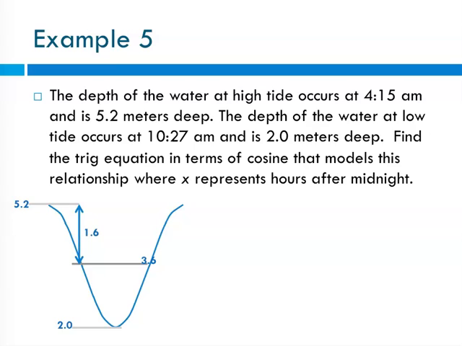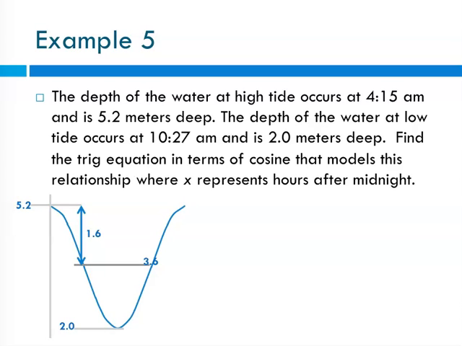Okay, let's continue. So here at this point, this high tide occurs at 4:15 a.m. Now, we're being told that x represents hours after midnight. So 4:15 a.m., be very careful here, because this is 4 hours and 15 minutes. We want to change this all into hours. Now remember, 15 minutes is a quarter of an hour. So 4:15 a.m. is actually 4.25 hours after midnight.